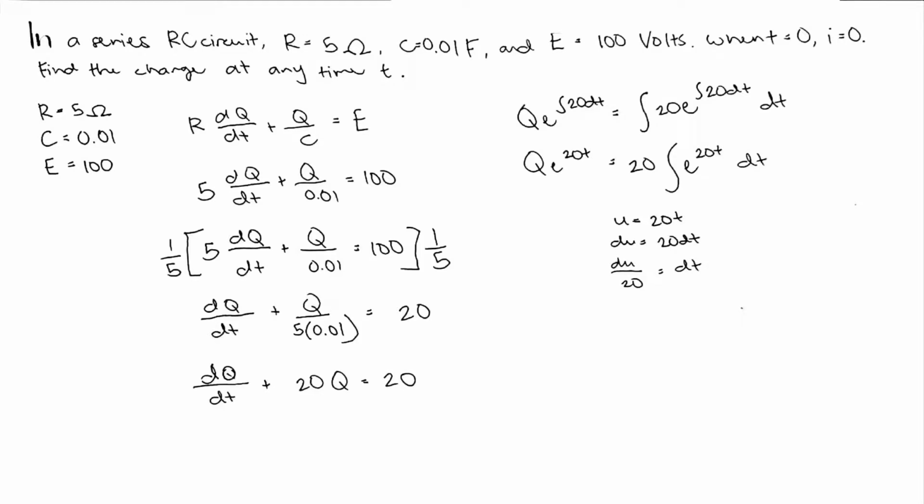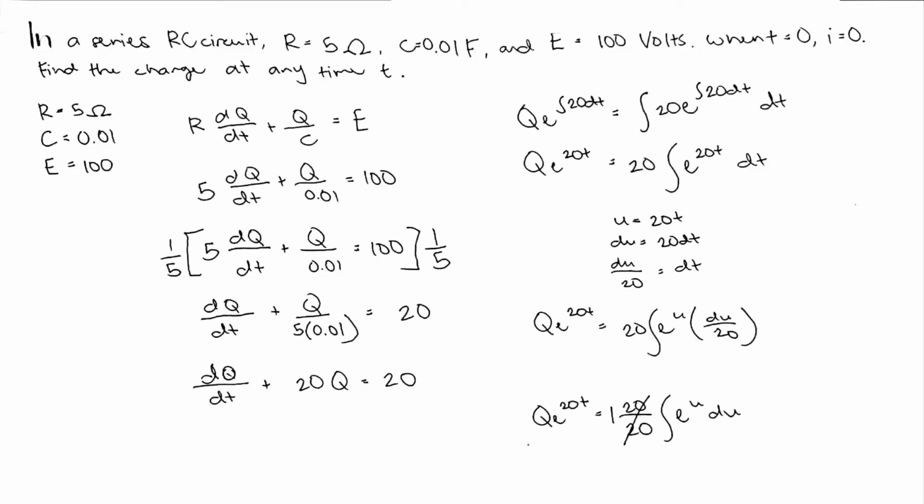We need to evaluate the integral. Let u be equal to 20t, du with respect to t is equal to 20, so du equals 20 dt. Therefore, du over 20 is equal to dt. We can now perform the u substitution. E raised to 20t, which is u, and dt equivalent to du over 20. Factor 1 over 20 outside the integral. We have 20 over 20, which is equal to 1, times e raised to u du. Back substitute the value of u. We have q e raised to 20t is equal to e raised to u, which is 20t, plus C.